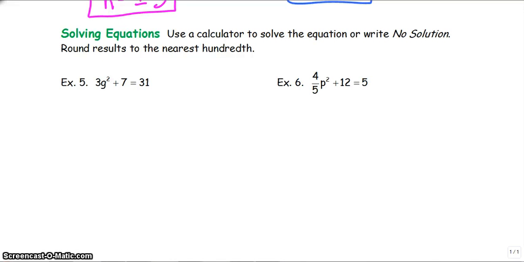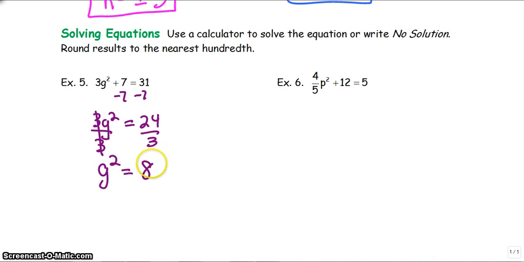I'm still going to solve the same way. I want to get the g squared by itself. I'm going to subtract 7 from both sides on this first equation. 31 minus 7 turns out to be 24. Divide by 3. The 3's cancel. G squared equals 8. To get the g by itself, I square root, and g equals... This is where I'm going to go to my calculator. I know I need to go to my calculator because the problem is asking me to round to the nearest hundredth. I have to find what the square root of 8 is.